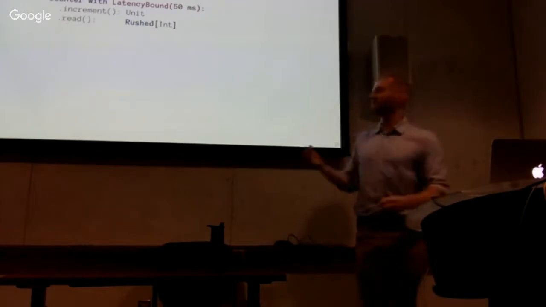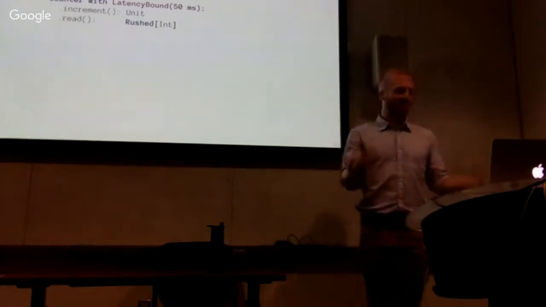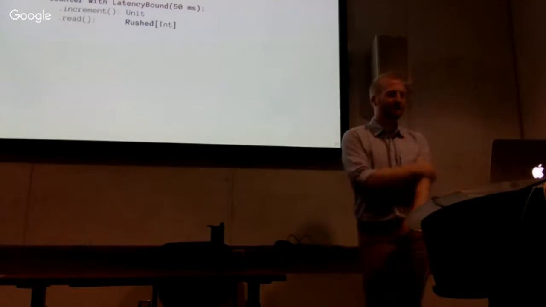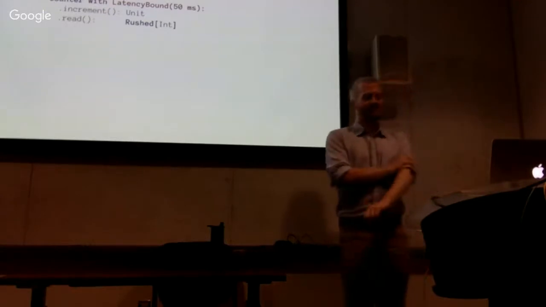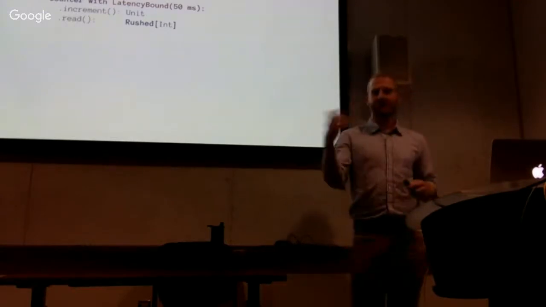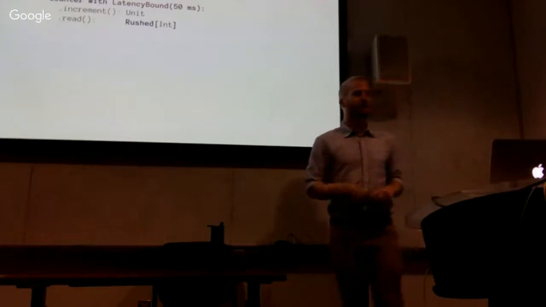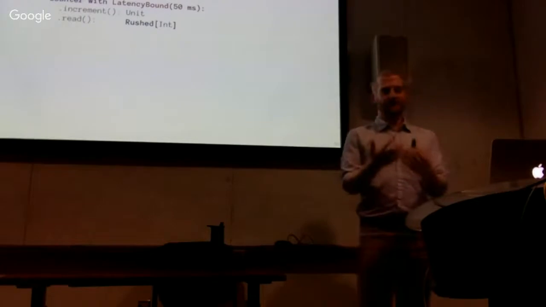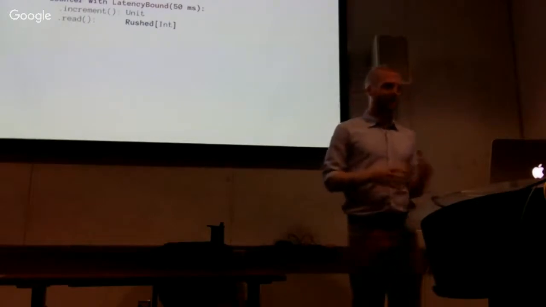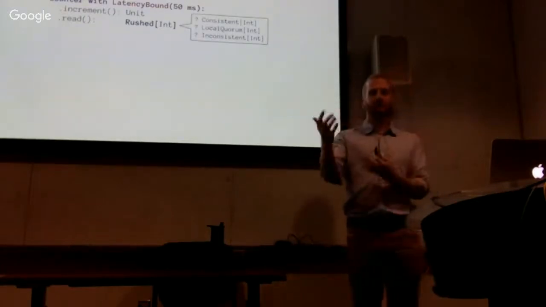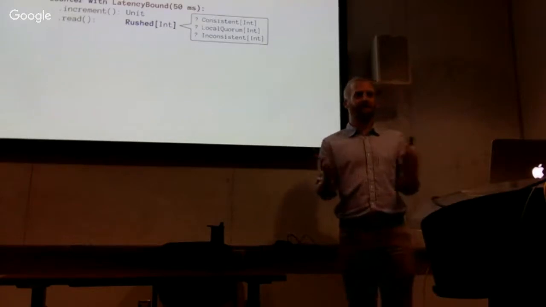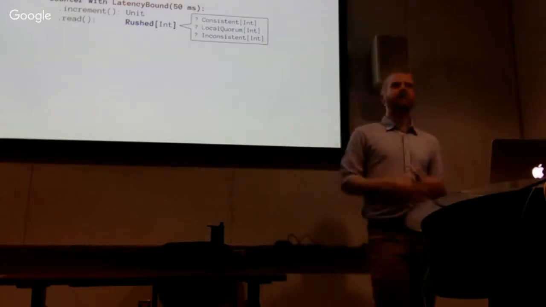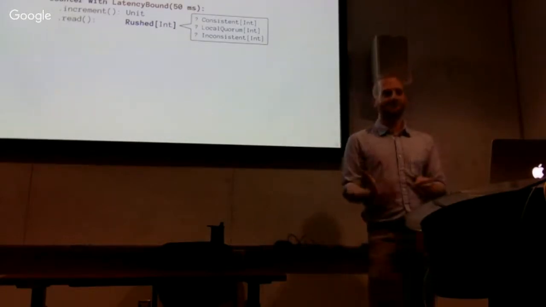So what we would do is allocate a counter with a latency bound of, say, 50 milliseconds. That means the reads are expected to return in less than 50 milliseconds. But now we might have a bunch of different consistency levels being returned, so we have to represent those somehow. We use a type called a rushed type. This could hold any of the different consistency levels. At runtime, we have to check to see which one we get.